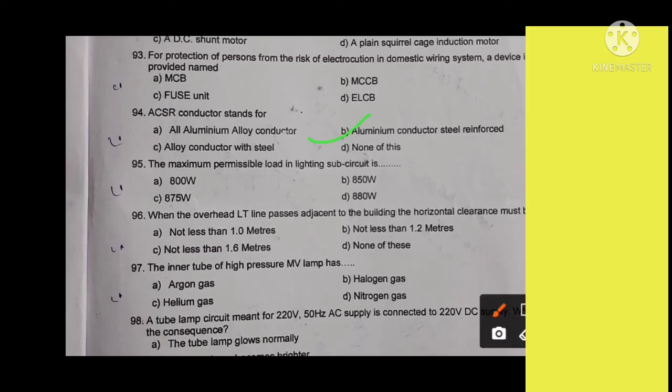Next, the maximum permissible load of a lighting sub circuit is 800 watt. Next, when an overhead low tension line passes adjacent to a building, the horizontal clearance must not be less than 1.2 meters. The inner tube of a high pressure mercury vapor lamp is filled with argon gas.